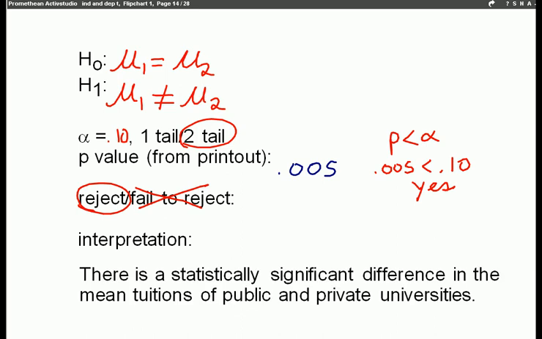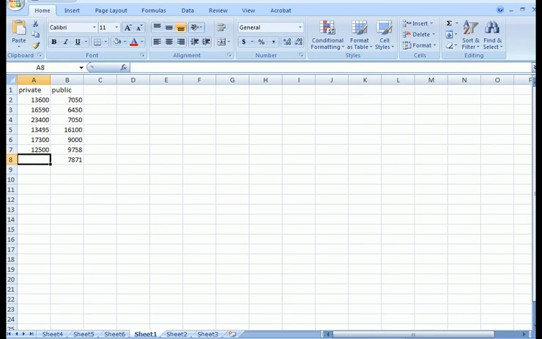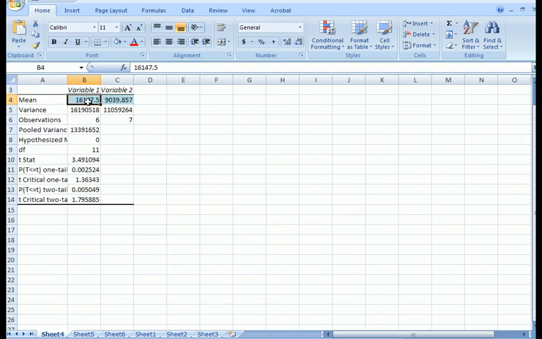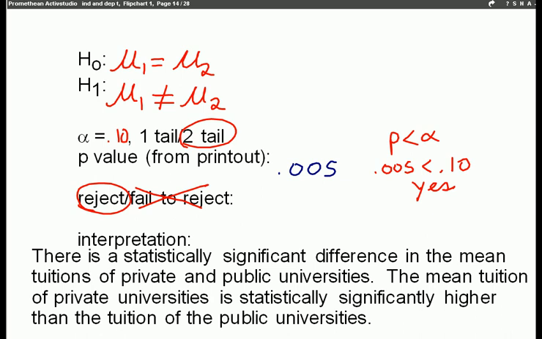Going back to our original data, mu1 would have been private, mu2 would have been public. Looking at their means, we can see that mu1, 16,147, compared to mu2, 9,039, leads me to believe that private school tuition, mu1, is statistically significantly higher than public tuition. So even though I did not hypothesize which was higher, I can tell. So I can take that interpretation just a little bit further by doing just a little bit more analysis.